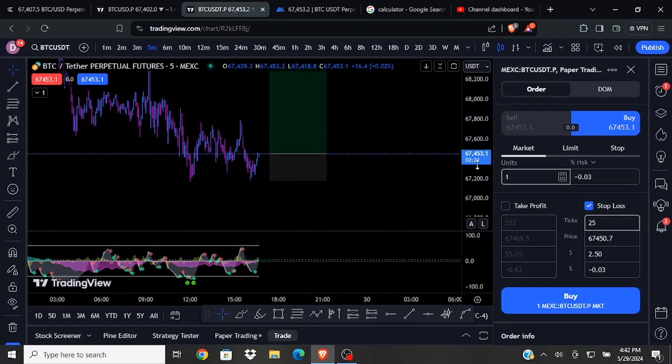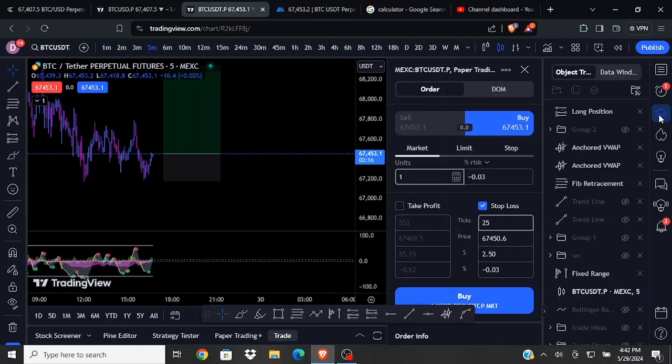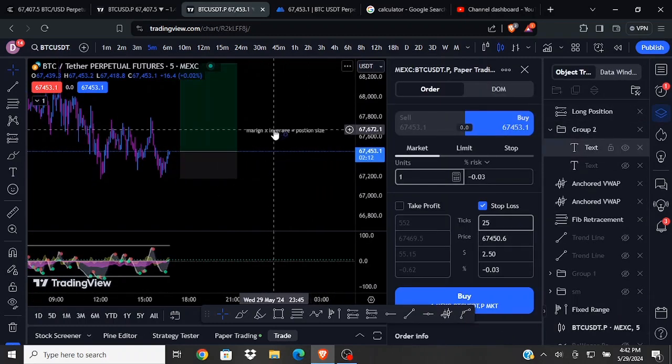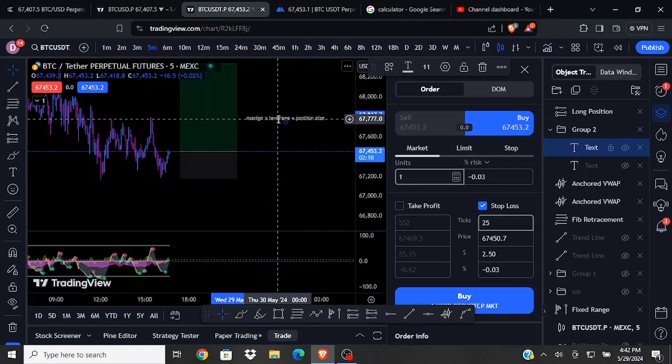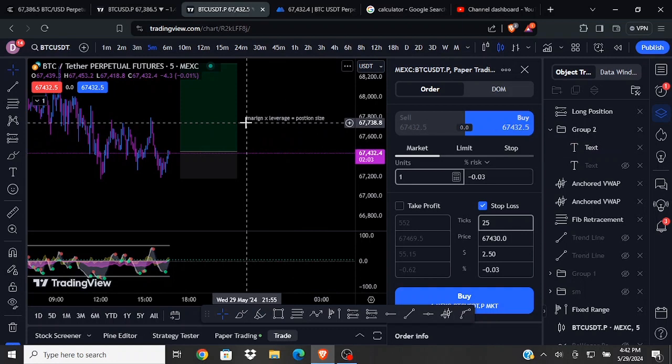Now let's talk about margin, leverage, and position size real quick, because I think this is something important to go over quickly. So first, what is margin? What is leverage? What is position size? Well, your margin is how much money you personally are actually putting on a trade.